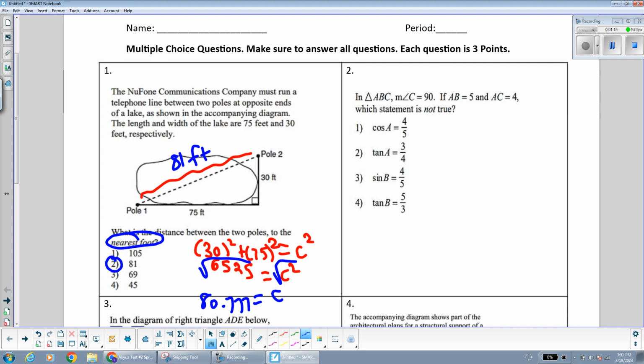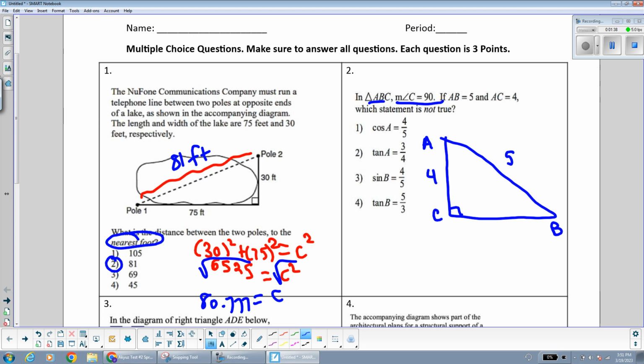Okay, for number 2, it's talking about triangle ABC, but I don't see a triangle here, so I'm going to draw one. I also notice it says that angle C is 90 degrees, so I have a right triangle here. So I'll make this one A and this one B. C is the right angle here. If AB is 5 and AC is 4, which statement is not true?